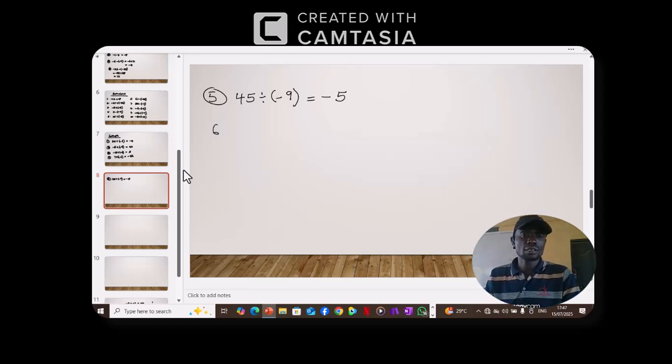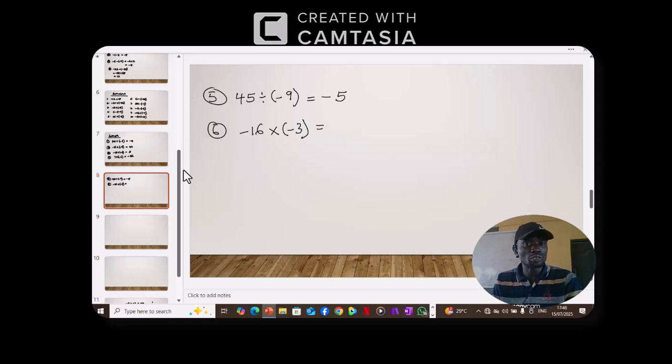Okay. Then another one is minus 16 times minus 3. Minus times minus will give you plus. It means your answer must be plus. Take note of the sign. Check the sign first. Then you say, okay, 16 times 3 will give you 48.